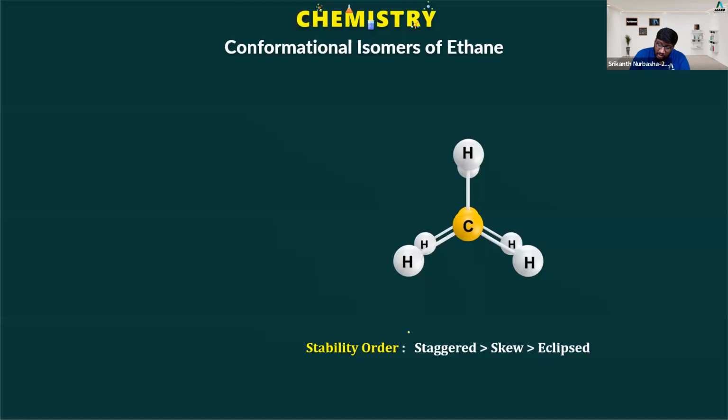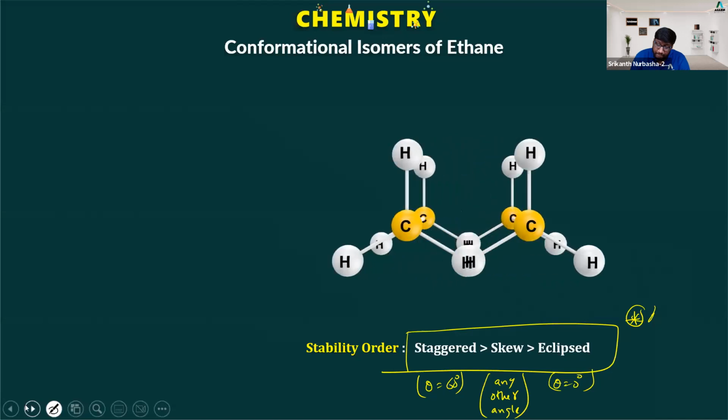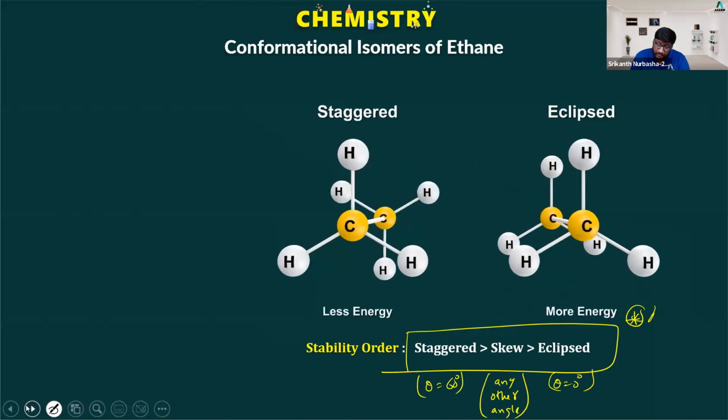So stability-wise, staggered will be greater when compared to skew, and skew will be greater when compared to eclipsed. Eclipsed means theta is equal to 0 degrees. Staggered means theta is equal to 60 degrees. Skew means any other angle. So when compared to 60 degrees, any other angle will have more repulsions and less stability, and when compared to 0 degrees, any other angle will have less repulsions, obviously more stability. Right?